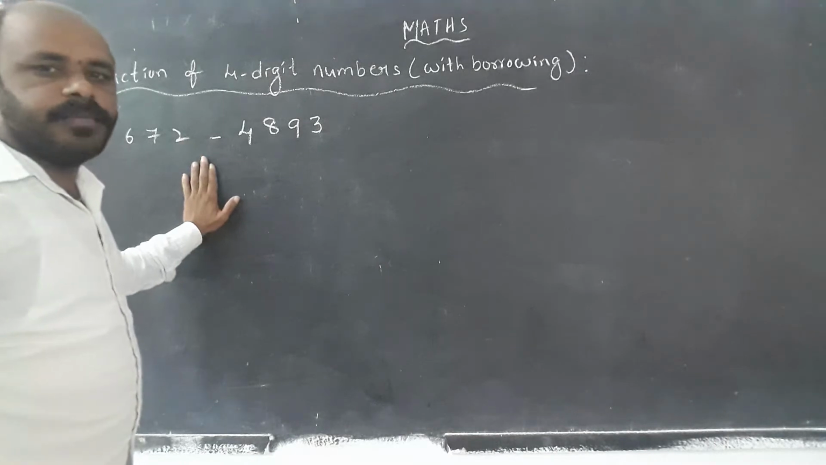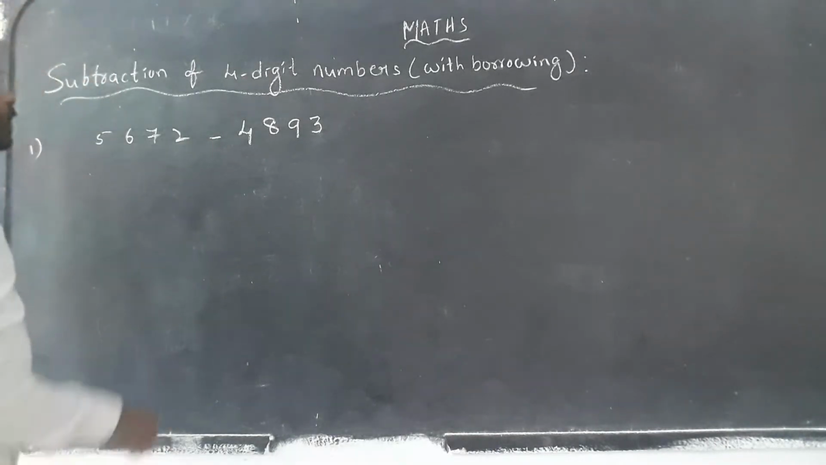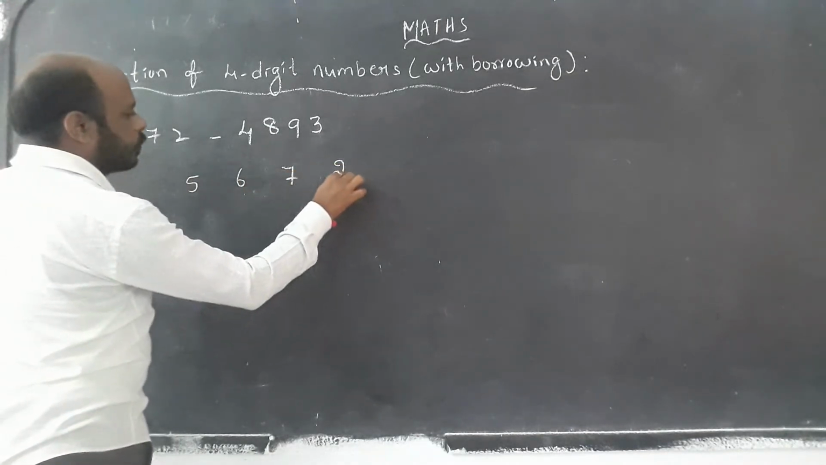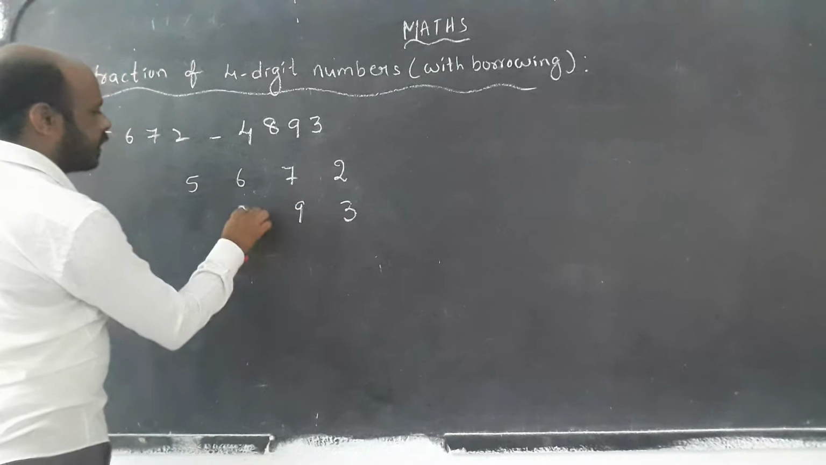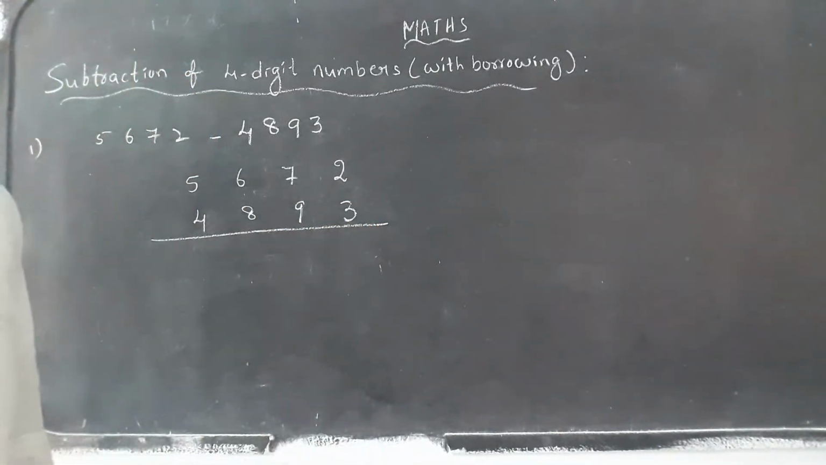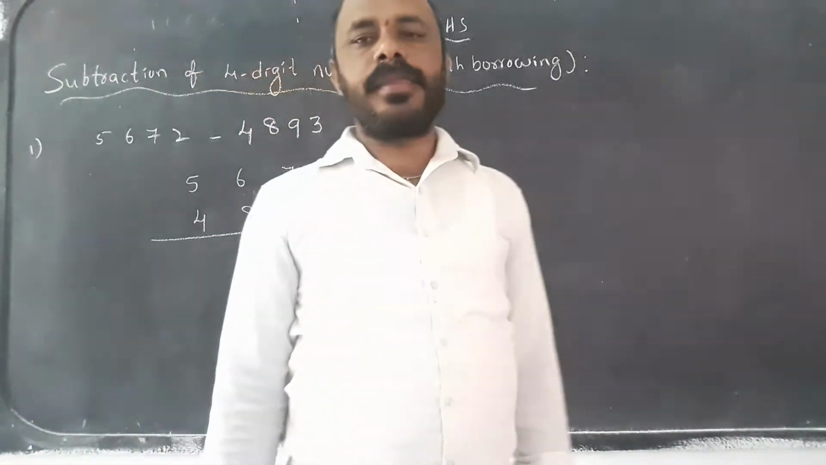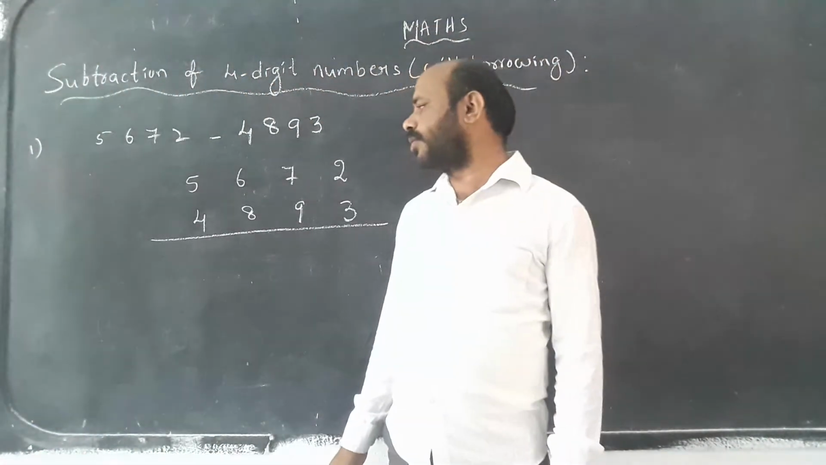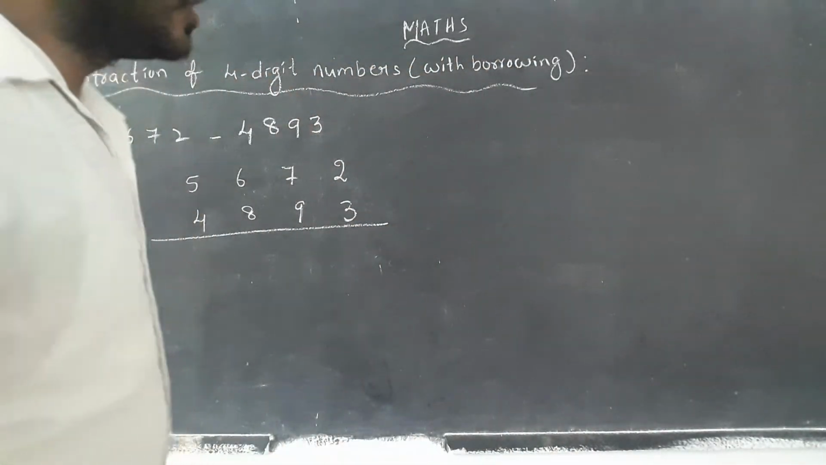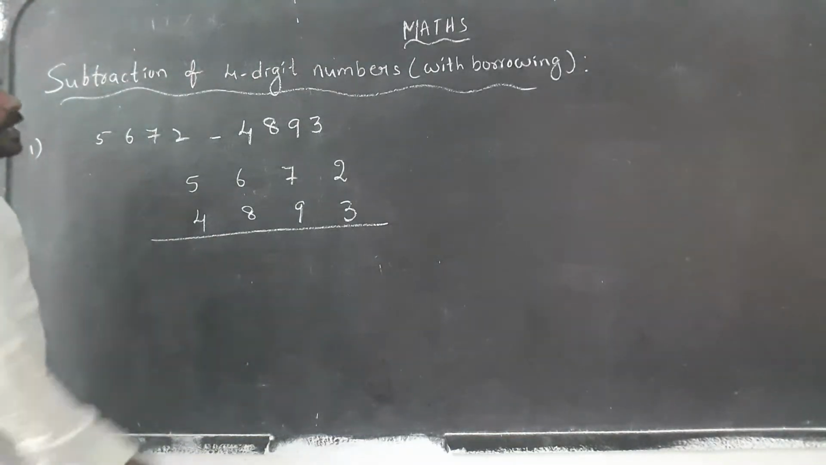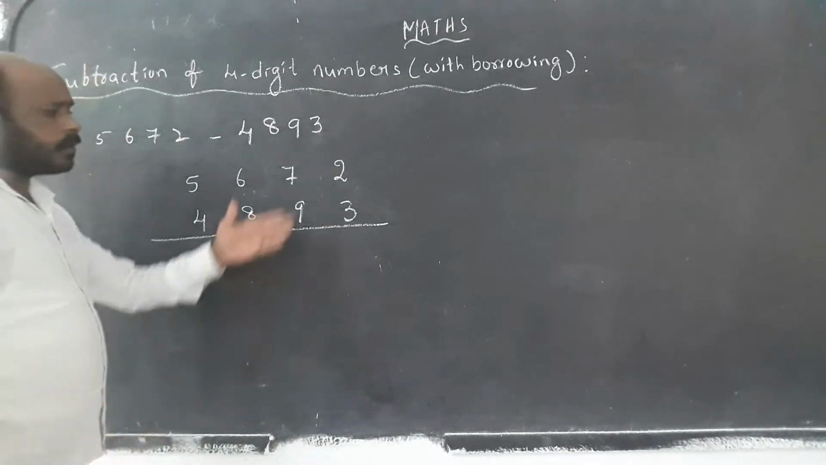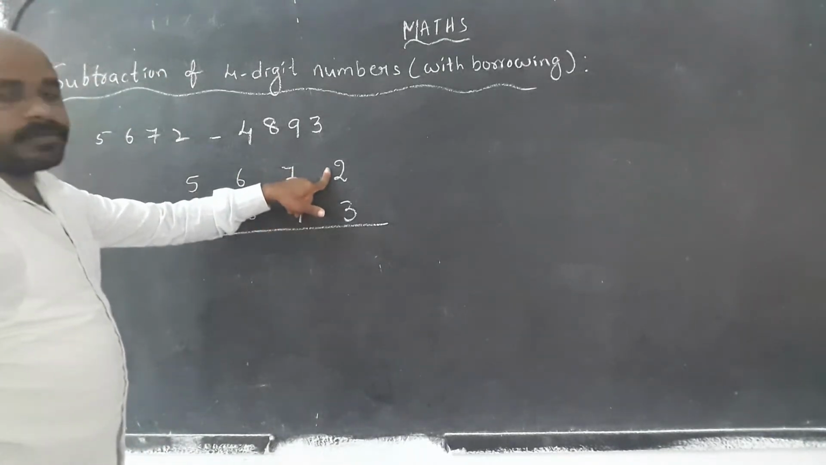In this horizontal method, we have to write it in column method or vertical method: 5, 6, 7, 2, then 4, 8, 9, 3. Always subtraction should be from the bigger number to the smaller number. Okay, see here, compare the ones place first, always from right to left.